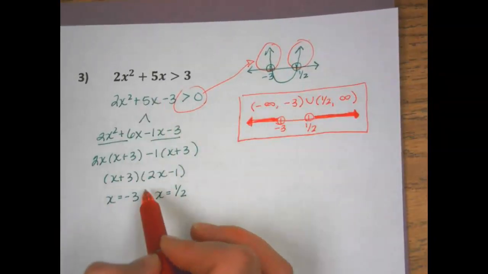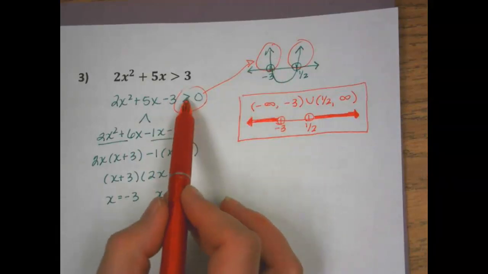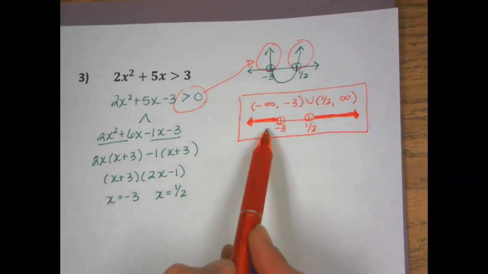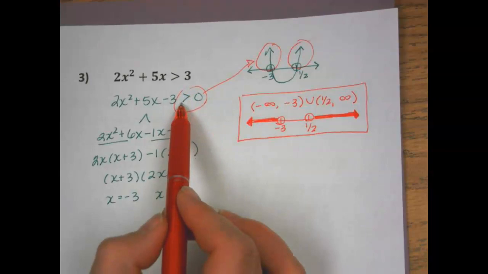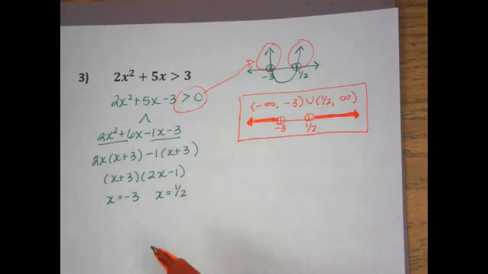We could do this entire problem the exact same, but if this said less than, then we would look for the part below the line and our final answer would be completely different. So it's all up to what this inequality says right here. Greater than, we're looking above the line. Less than, we're looking below the line.